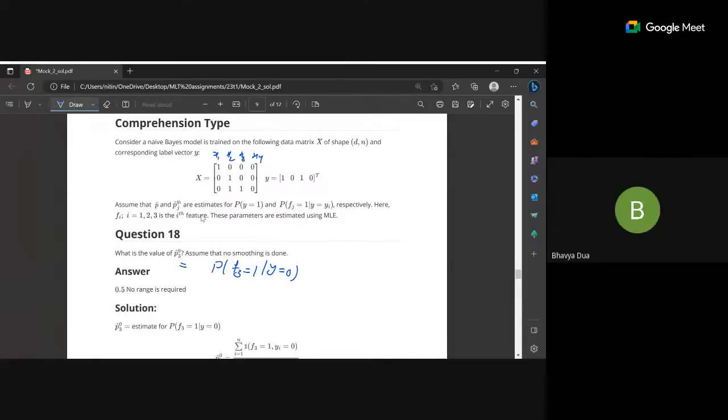Sir, we can just check it visually. We visually have two examples that are classified by label 0. So you will look at the second example and the fourth example, and check whether the third feature is 1. So 1 out of 2 is taking the third feature value 1. 0.5 will be the answer, right?